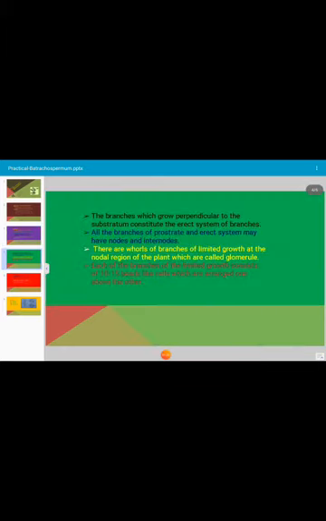The branches which grow perpendicular to the substratum constitute the erect system of branches. All the branches of the prostrate and erect system may have nodes and internodes. There are whorls of branches of limited growth at the nodal region of the plant which are called glomerules. The presence of glomerules is a characteristic feature of Batrachospermum. Each of the branches of limited growth consists of 10 to 15 bead-like cells which are arranged one above the other.